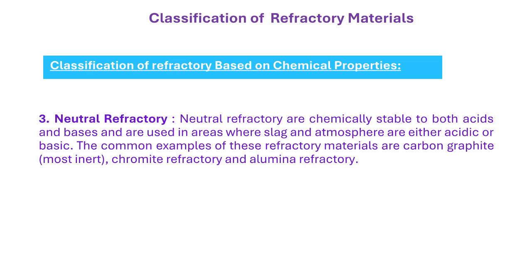Chromite refractories also fall into this category, as do high-purity alumina refractories. The trade-off for this versatility is cost. Neutral refractories are usually more expensive than acidic or basic types. But in applications where conditions are unpredictable or where reliability is critical, the investment is often justified. They are also preferred in industries where contamination must be minimized, such as high-purity ceramic production. So, neutral refractories give you flexibility and reliability, especially when operating conditions are variable or demanding.